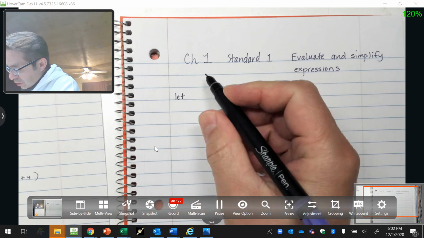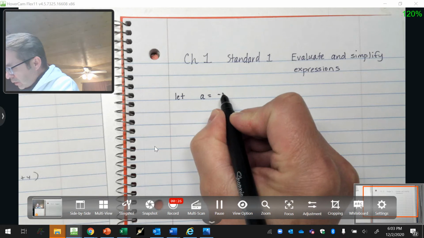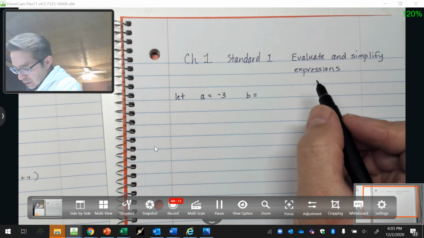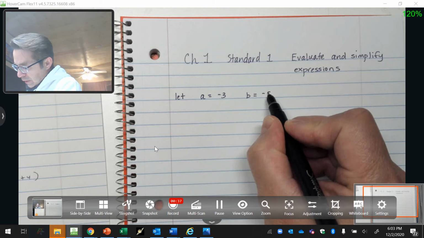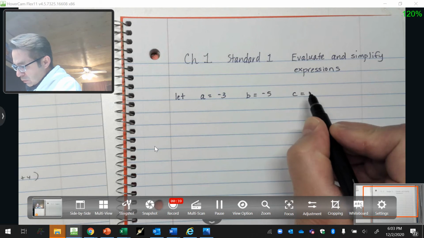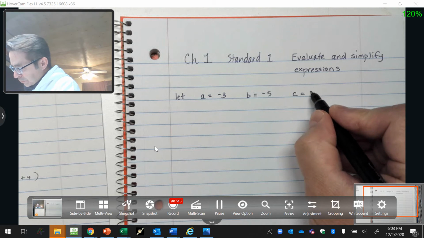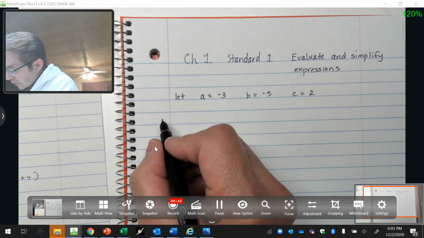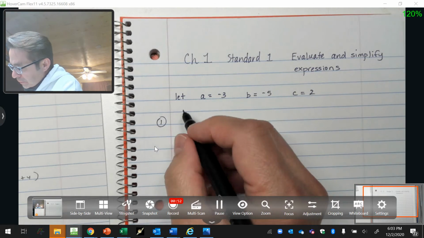So first we've got to start off with some variables being defined. B equals, let's go with -5, and then we'll go C equals 2. And I think that's all we're going to need. A, B, C, yep. So I'm going to do a problem, and then you do another problem very similar.